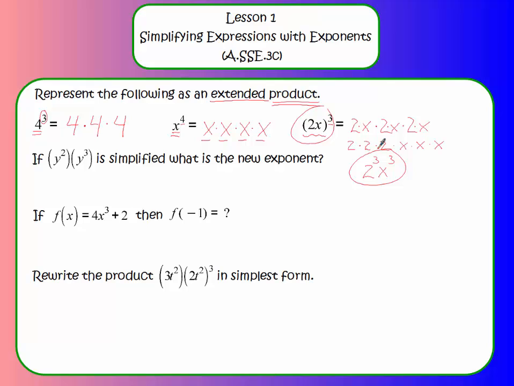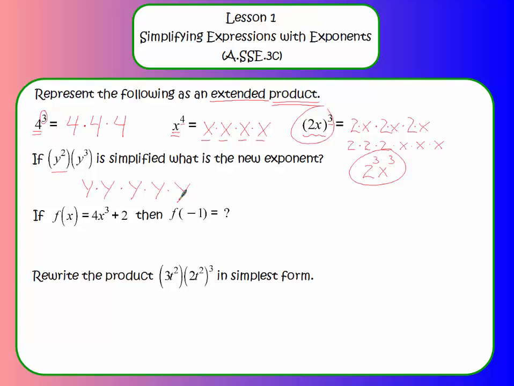Let's take a look at this next one here. It says, if y squared times y cubed is simplified, what is the new exponent? Well, let's use the same extended product idea to see exactly what's going on here. Y squared, if I rewrite that, that's just going to be y times y. That is, the base is y, and the exponent is 2, so I have y times itself twice. I also have another base of y, and that's being multiplied times itself 3 times.